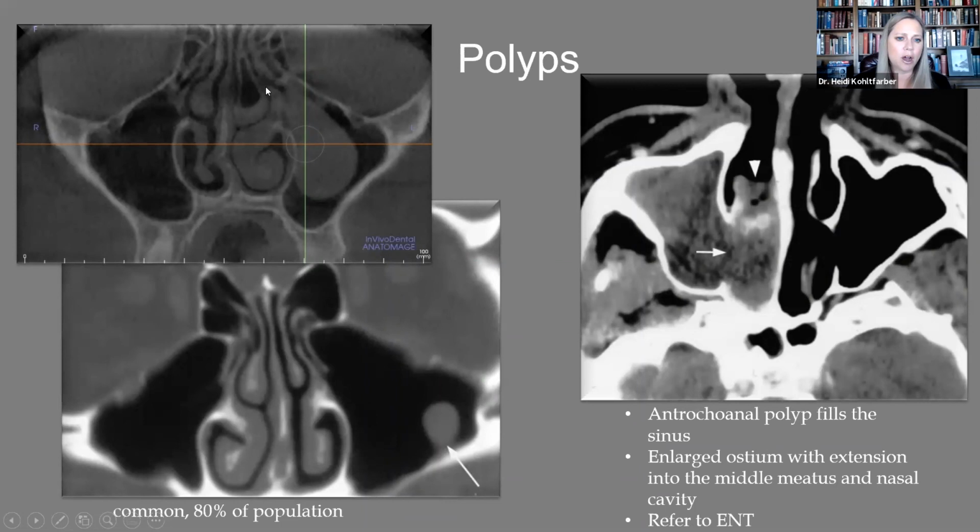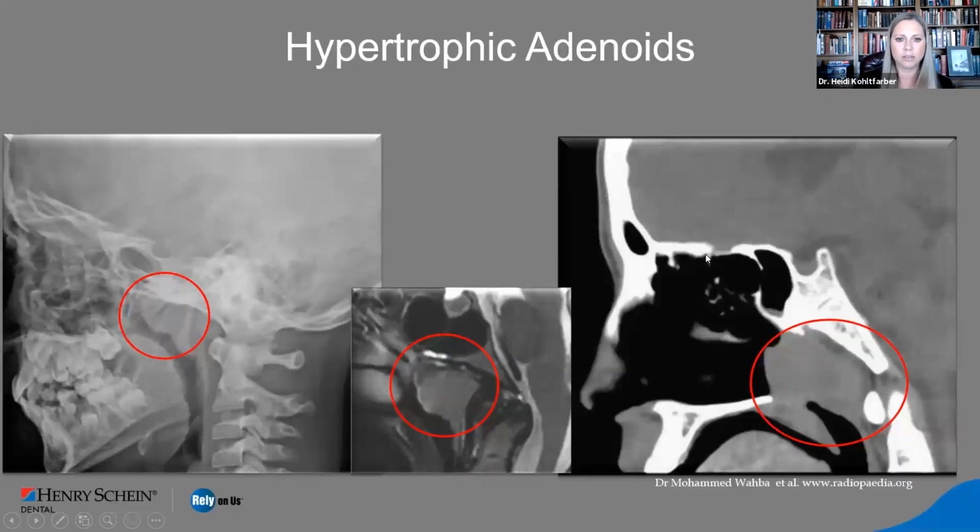And sometimes we have polyps that start almost in the nasal fossa and extend down through our ostium and into the maxillary sinus. So an antrochoanal polyp, definitely we want to send that on. You can see another one here, filling that sinus completely with enlargement of the ostium and extension into our middle meatus and nasal cavity. So again, this is going to be referred to ENT for our mechanical obstruction.